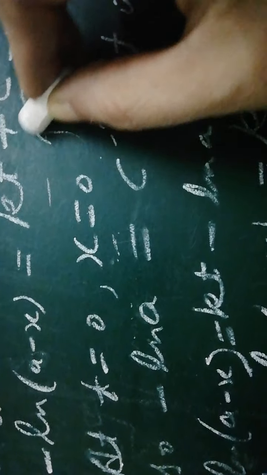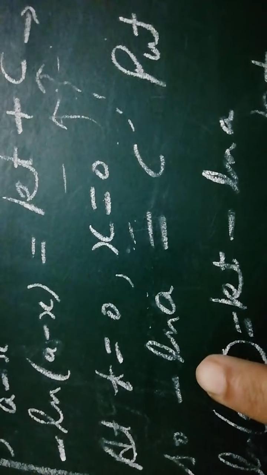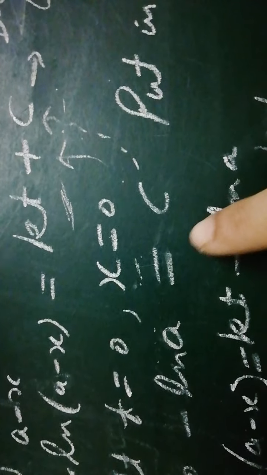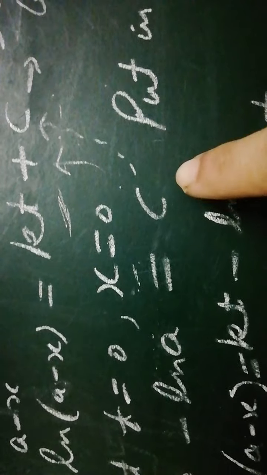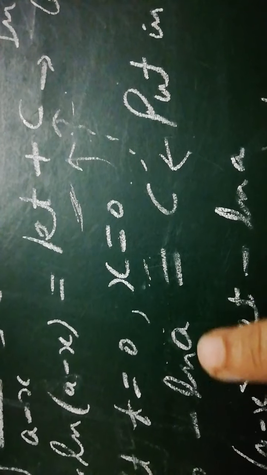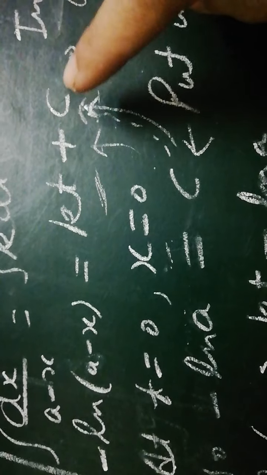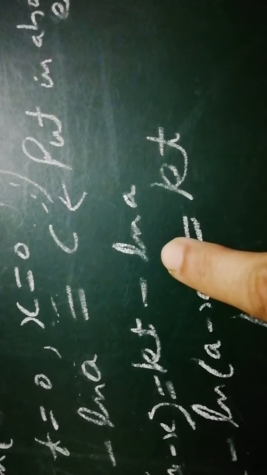Putting this value in the above equation, you will get minus ln of A minus X. X is 0, so this term reduces to minus ln of A. t is 0, so kt will be equal to 0, and the equation becomes minus ln A is equal to c. So here we have got the value of c is equal to minus ln of A. After getting the value of c, you have to put it in the same equation where c was introduced. So the equation you will get is minus ln of A minus X is equal to kt minus ln of A.